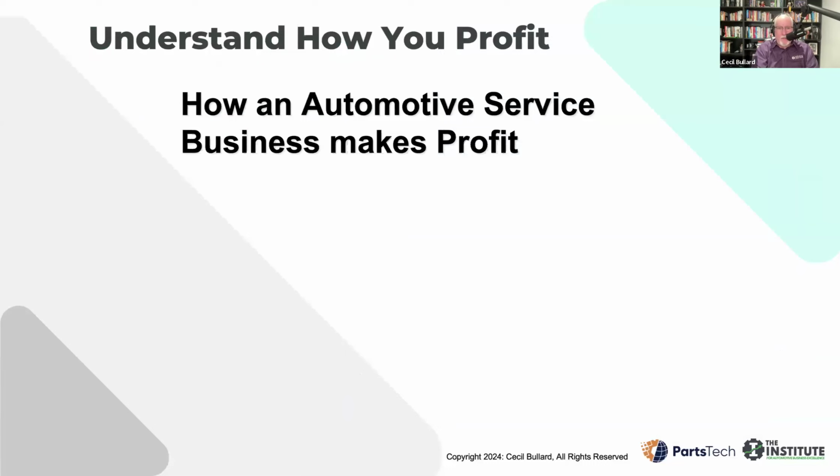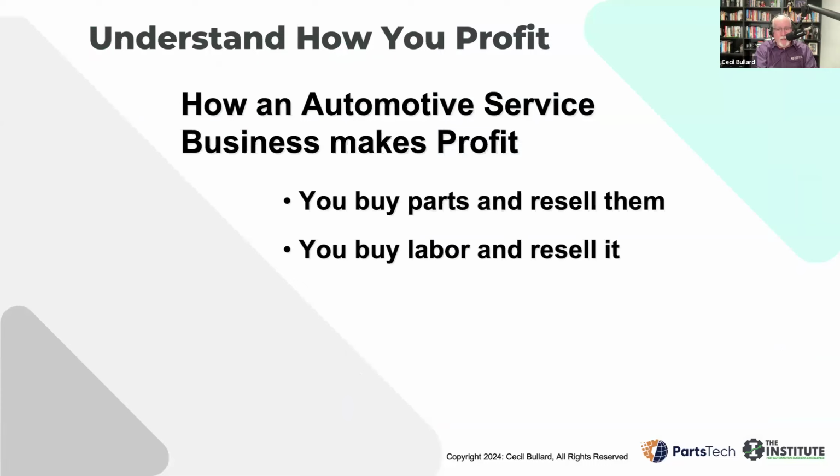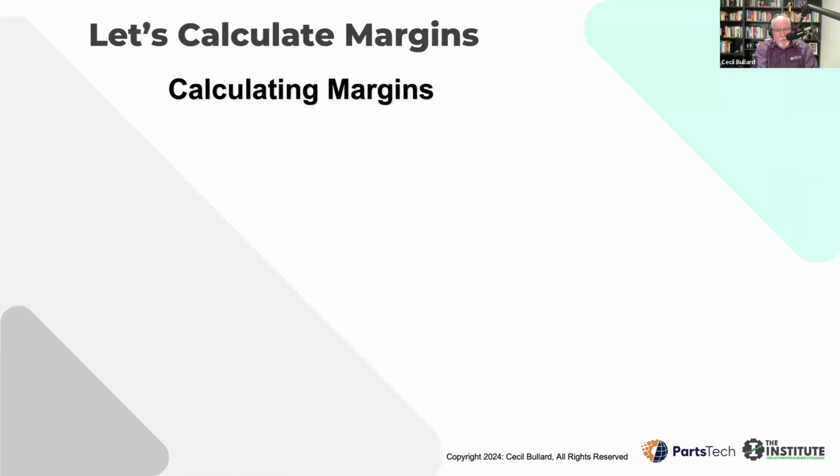All right. So I have to understand how I make profit in an automotive business. I only have two things to sell. I buy parts from someone and I resell them. I mark them up. I buy labor from someone and I resell it to my customers. That's how I make money in the automotive business.